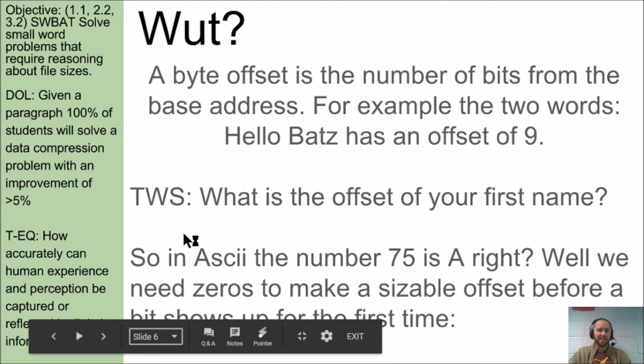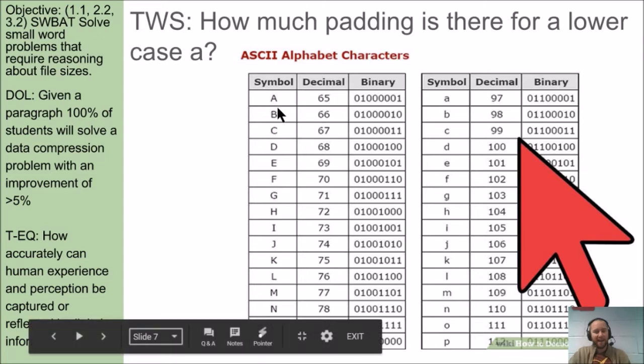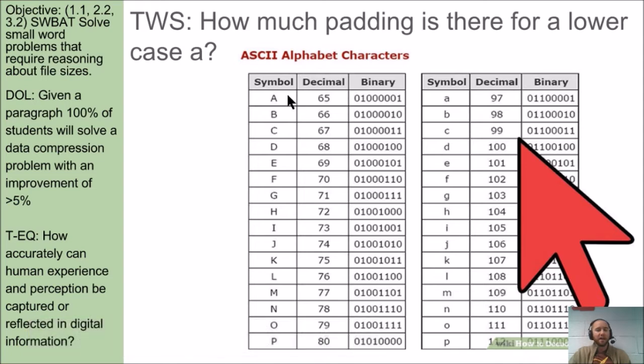And so in ASCII, 65 is A. Well, we need zeros to make a sizable offset before a bit shows up for the first time. What I'm saying is right here, A is 65. You see a 0, then it says 1, 0, 0, 0, 0, 1, okay? That 0 right here is called padding, so there's just a single padding right there, and then the first bit shows up.